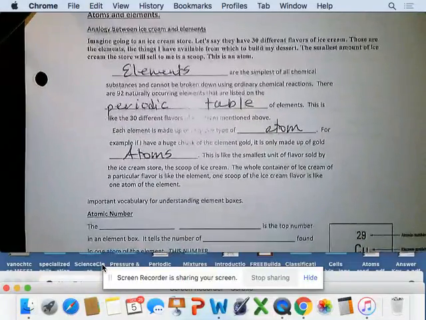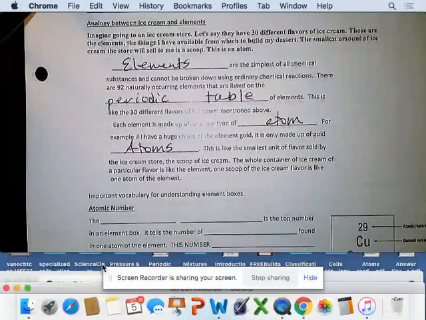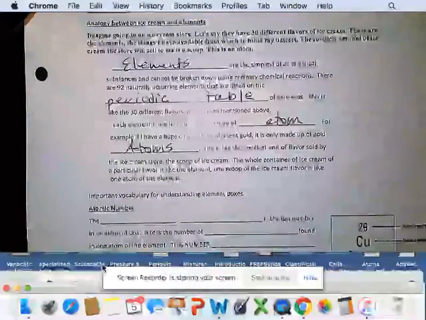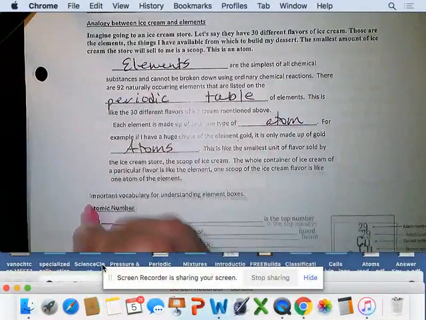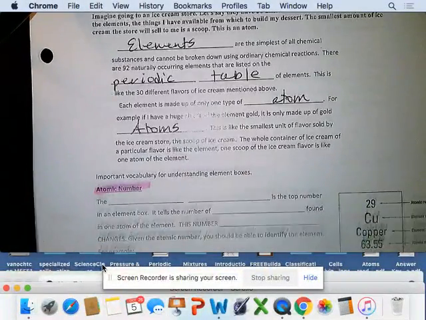So, important vocabulary to make sure that you're understanding. You guys completed an assignment where you filled in different definitions. You need to make sure that you know those definitions and that you can use your periodic table to identify these different things. So the first one is the atomic number, okay?